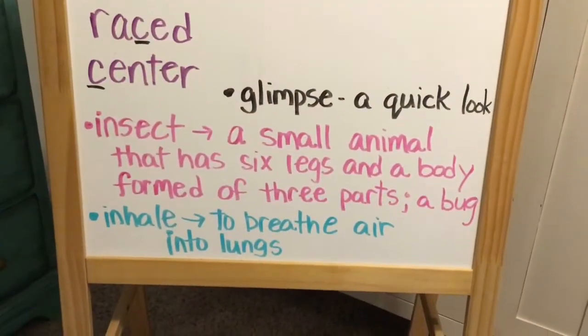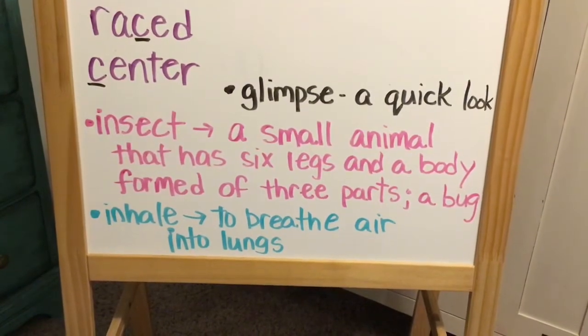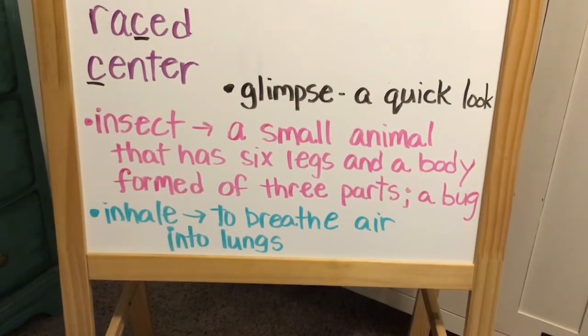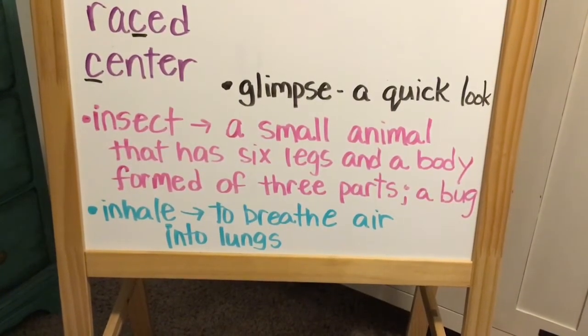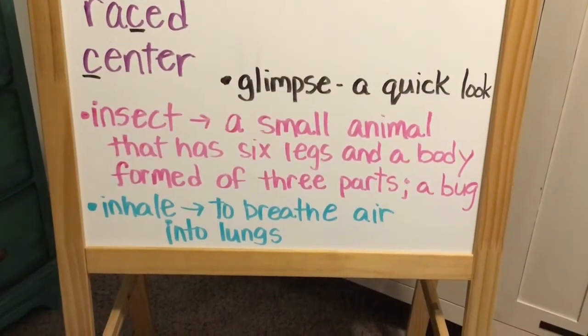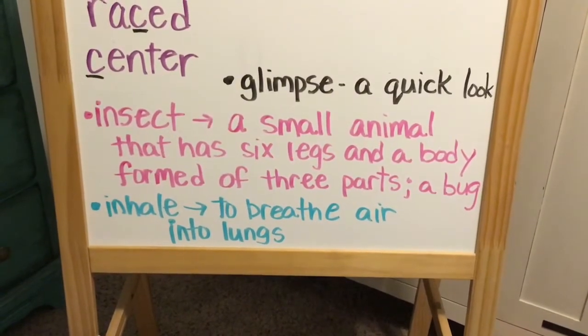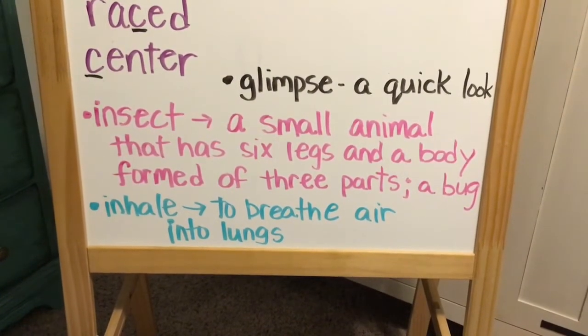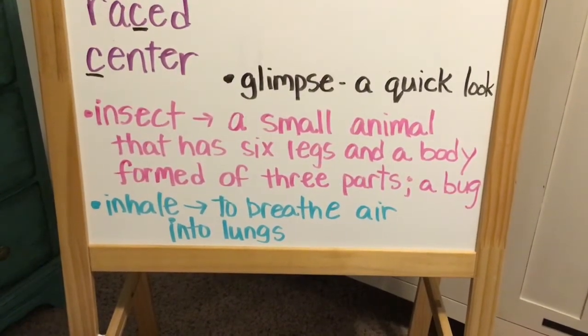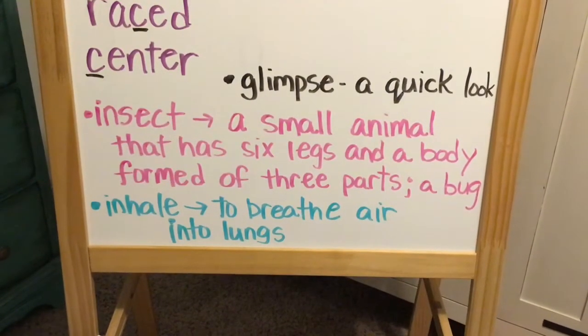And then you'll also see some words that you may or may not recognize. The first vocabulary word is glimpse. And if you glimpse at something, you just take a quick look, a really quick look. There's insect. An insect, you guys know what an insect is. It's a small animal that has 6 legs and a body formed with 3 parts, or said more simply, a bug. And then the word inhale.